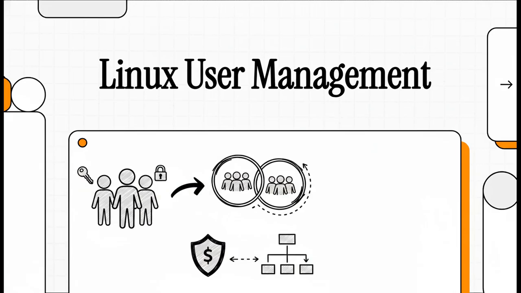All right, let's talk about the very core of any Linux system, user and group management. Now, this isn't just about making new accounts. Nope. This is about understanding the actual blueprint for a secure, organized system where lots of people can work without getting in each other's way. Let's dive into how Linux keeps it all straight.